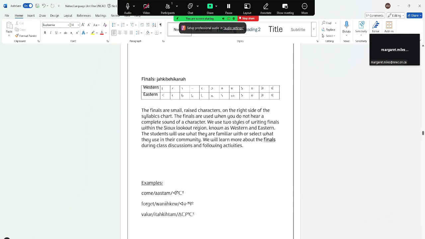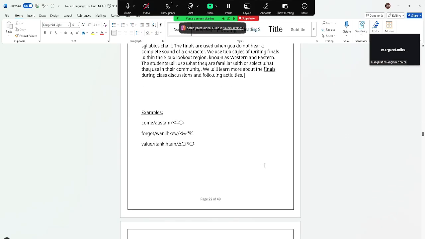The finals are small, raised characters on the side of the syllabic chart. The finals are used when you do not hear a complete sound of a character. And again, we will do examples as we go in the lesson. We use two styles of writing finals within the Cree region known as Western and Eastern. The students will use what they are familiar with or select what they use in their community. We will learn more about the finals during class discussions and the following activities.